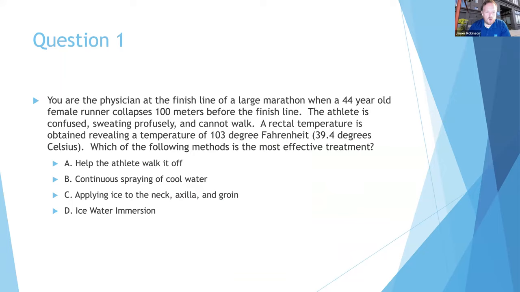Okay. So first question. You are the physician at the finish line of a large marathon when a 44-year-old female runner collapses 100 meters before the finish line. The athlete is confused. She's sweating profusely and cannot walk. A rectal temperature is obtained, revealing a temperature of 103 degrees Fahrenheit or 39.4 degrees Celsius. What is the following method of active treatment? A, help the athlete walk it off. B, continuous spraying of cool water. C, applying ice to the neck, axilla, and groin, or D, ice water immersion.